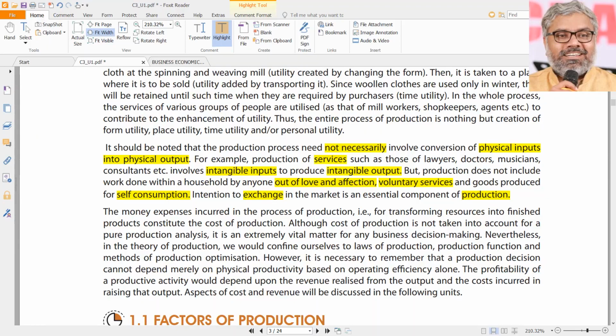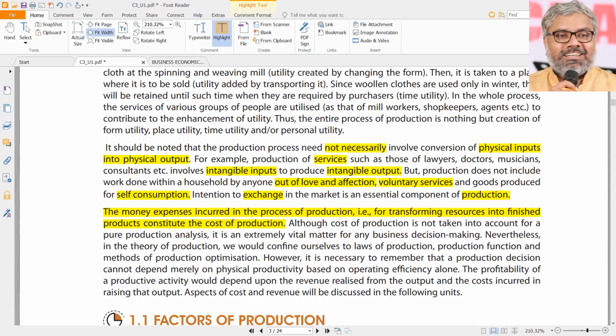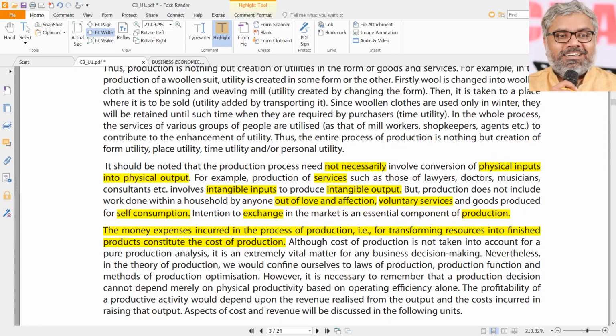And the money that is used or expenses incurred in the process of production, that's what we call as cost of production. We will come to that definitely in detail in unit 2. So we'll not have to discuss it now because there is no point of discussing them at this point. When we reach that level, we will understand them. Now, each of them will be only words for us. We cannot understand the meaning of them now.